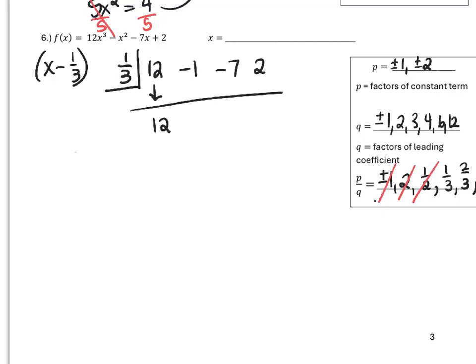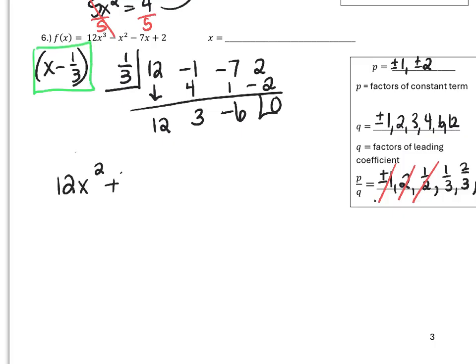All right, bring down the 12. 1/3 of 12 is 4. 4 minus 1 is 3. 1/3 of 3 is 1. Minus 7, -6. 1/3 of -6 is -2. So this is one of our roots. And then we have this 12x squared plus 3x minus 6 equals 0.